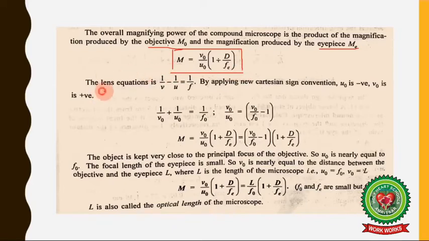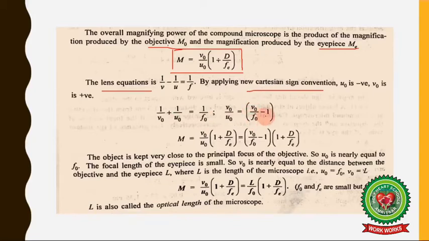We use the lens equation, which is 1/v minus 1/u is equal to 1/f. Now apply Cartesian sign conventions. u0 is negative because it is on the left hand side, and v0 is positive as the image is on the right hand side. After putting all these values, we get v0/u0 is equal to v0/f0 minus 1.